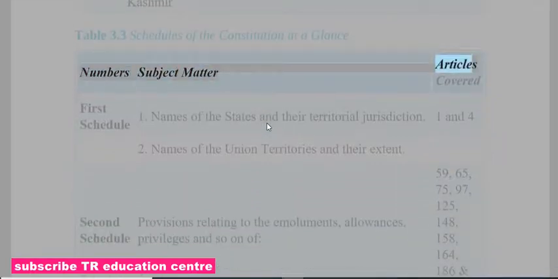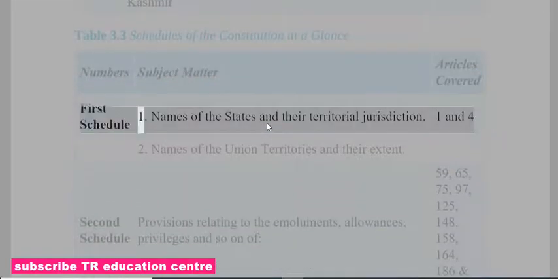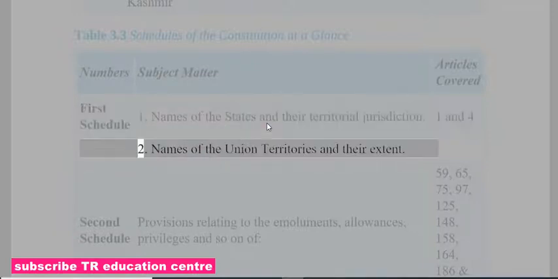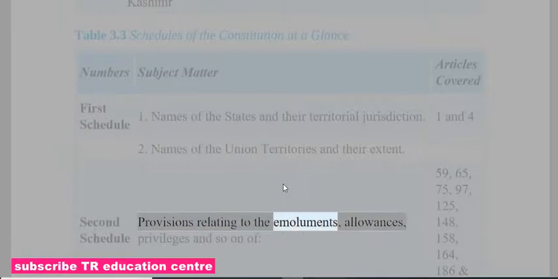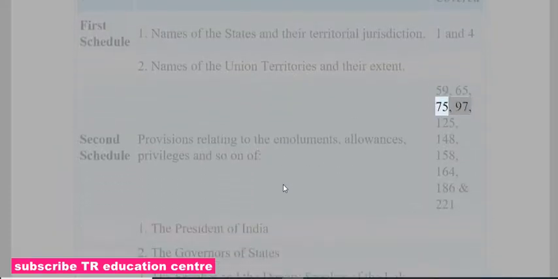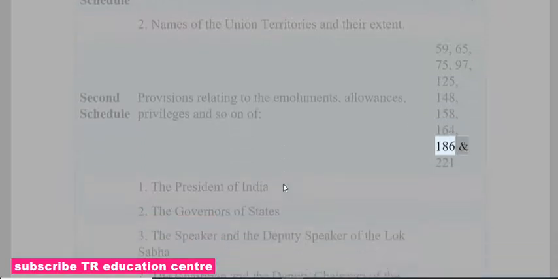Table 3.3 Schedules of the Constitution at a glance. Numbers, subject matter, articles covered. First Schedule: 1. Names of the states and their territorial jurisdiction. 2. Names of the Union territories and their extent. Articles 1 and 4. Second Schedule: Provisions relating to the emoluments, allowances, privileges and so on of articles 59, 65, 75, 97, 125, 148, 158, 164, 186 and 221.